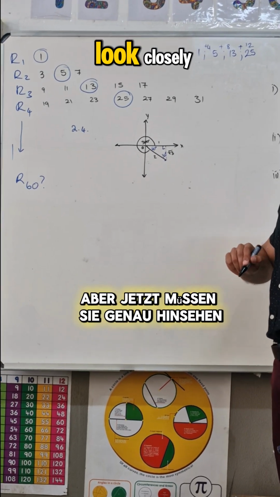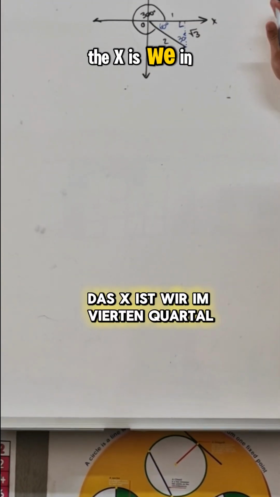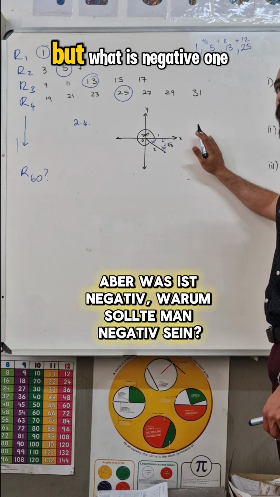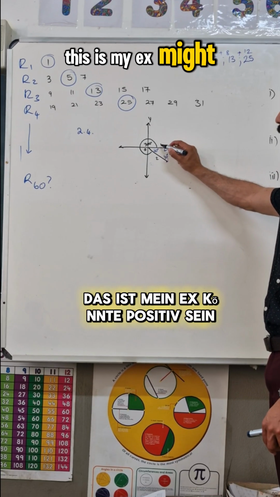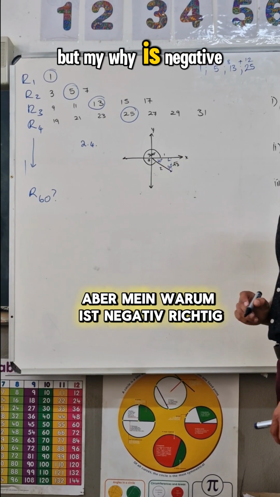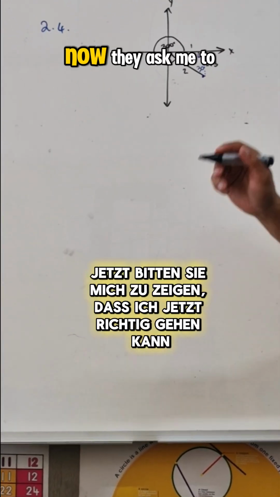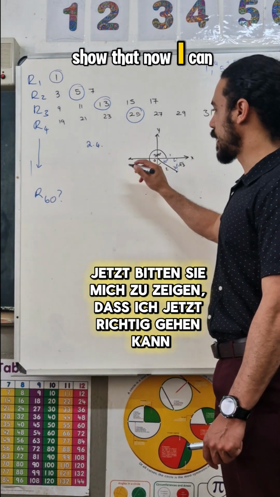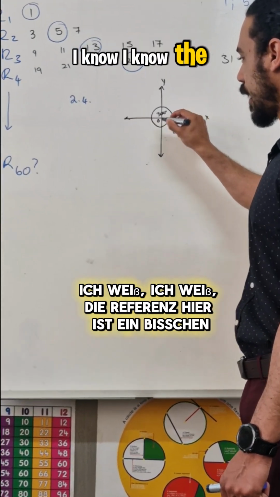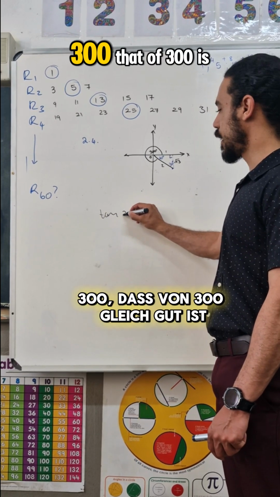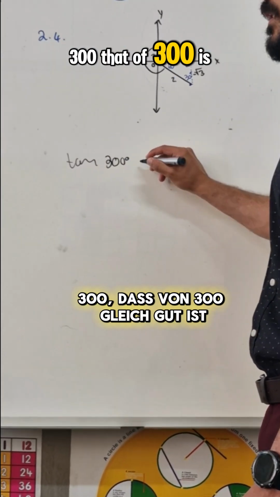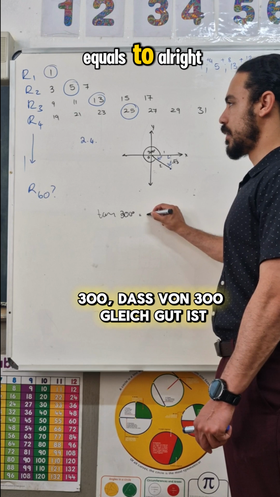But now you need to look closely. We're in the fourth quadrant, so x is positive, but what is negative? Y should be negative. So my x is positive, but my y is negative. Alright, now they ask me to show that, now I can go right. So I know the reference here is tan of 300. Tan of 300 is equal to.